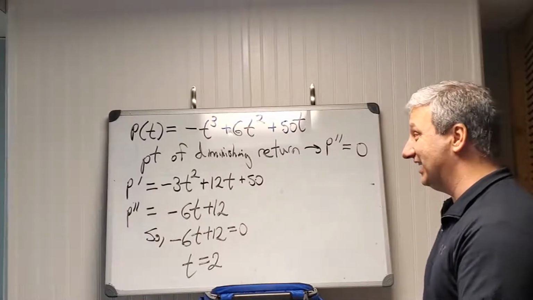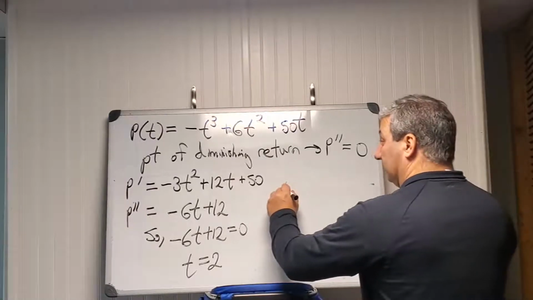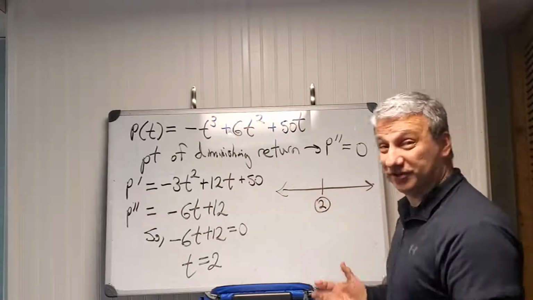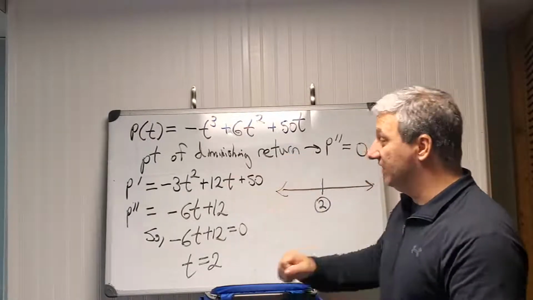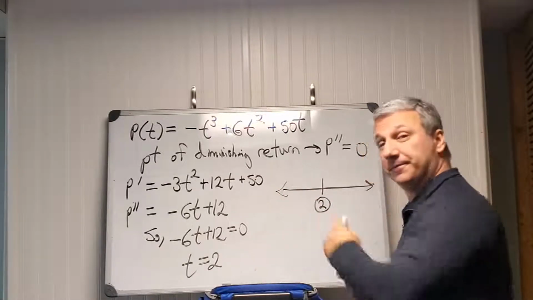Now, is that a point of diminishing return, or is that just a good old inflection point? Or is it nothing? The answer is, like I always do, and if you look at all my videos, I always do the same thing. The derivative equal to 0, build the chart. To me, the chart tells me everything. So what do I do here?